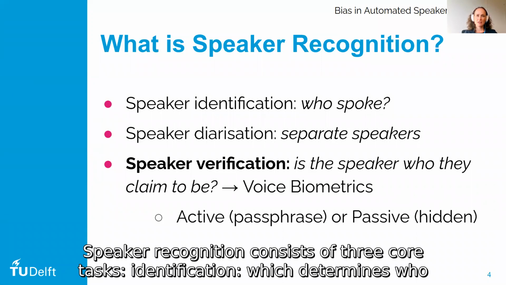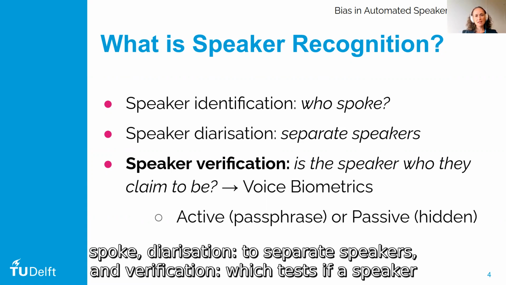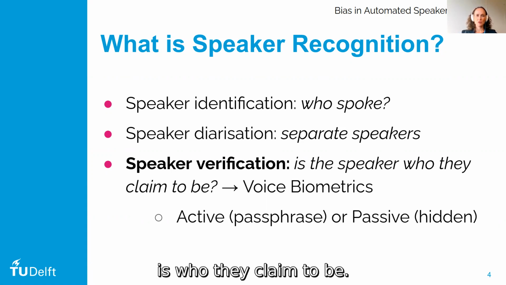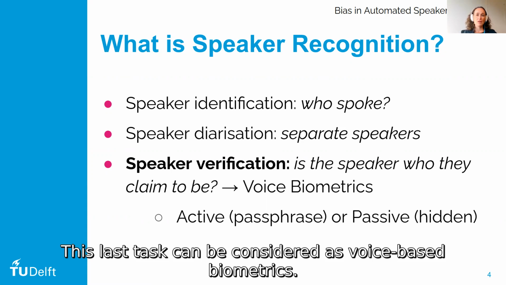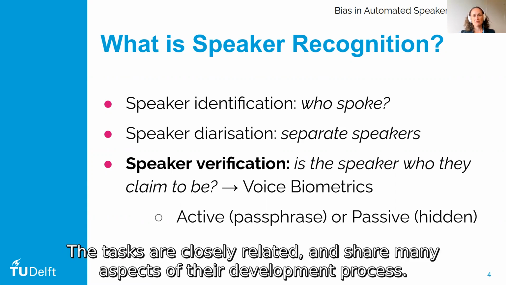Speaker recognition consists of three core tasks: identification, which determines who spoke; diarization, which separates speakers; and verification, which tests if a speaker is who they claim to be. The last task can be seen as voice-based biometrics. The tasks are closely related and share many aspects of their development process.